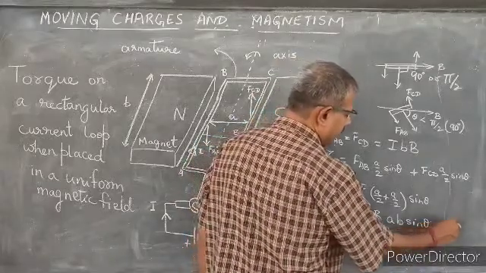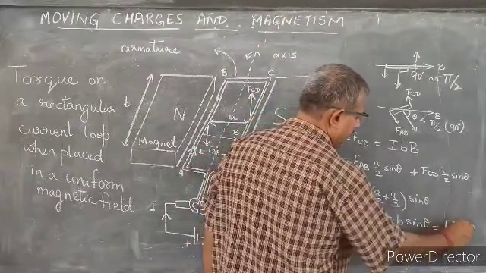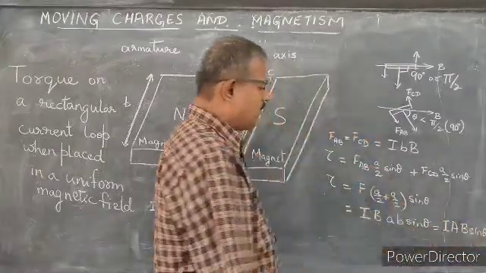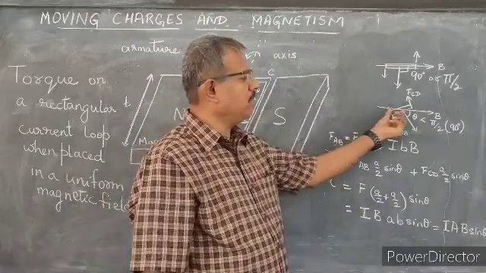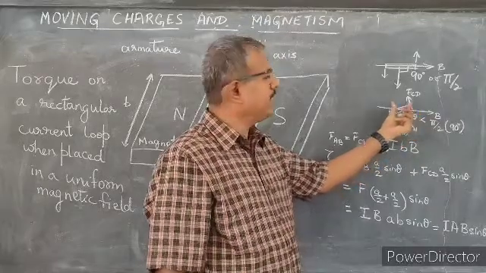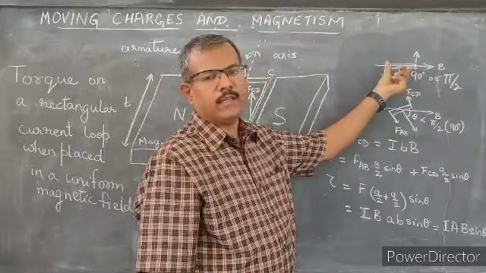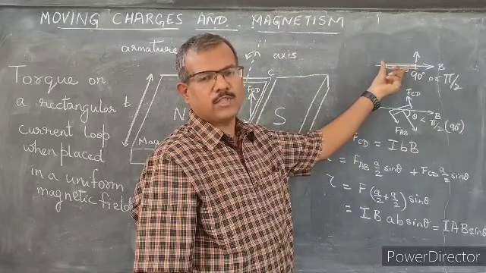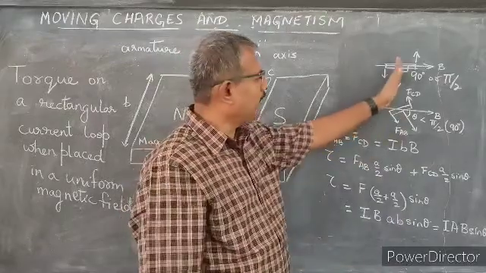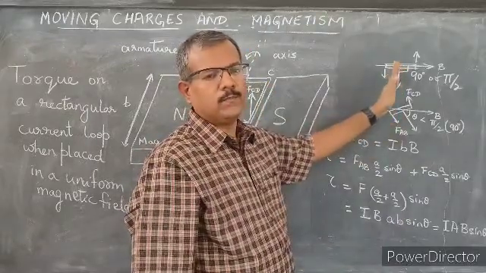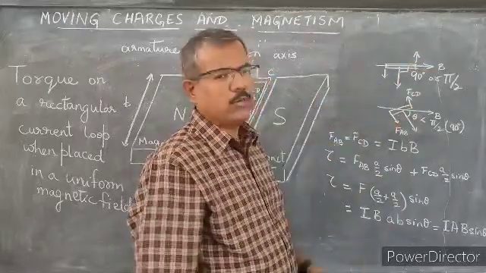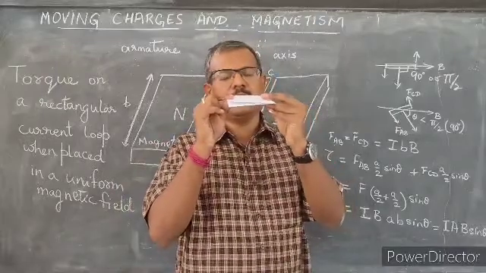So I get I A B sine theta, which means to say the torque now acting on this armature is less than the torque that was acting on the armature when the armature was in this position, when it was parallel to the magnetic field, or when the normal to the plane of the loop was at 90 degrees with the magnetic field. So the torque now is less in this position.